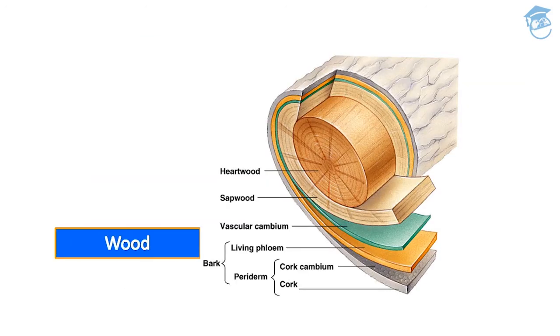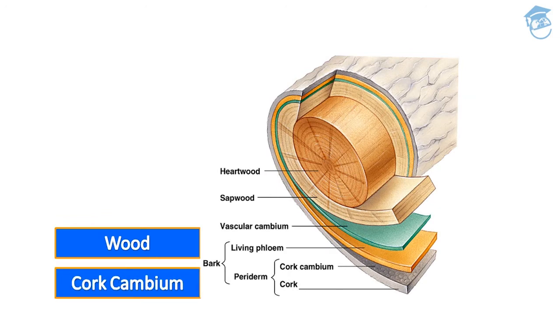Now we'll talk about the wood, heartwood, sapwood, and cork cambium.